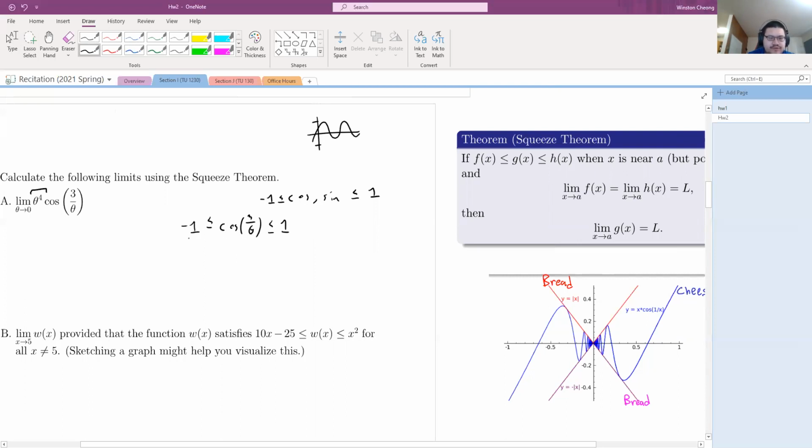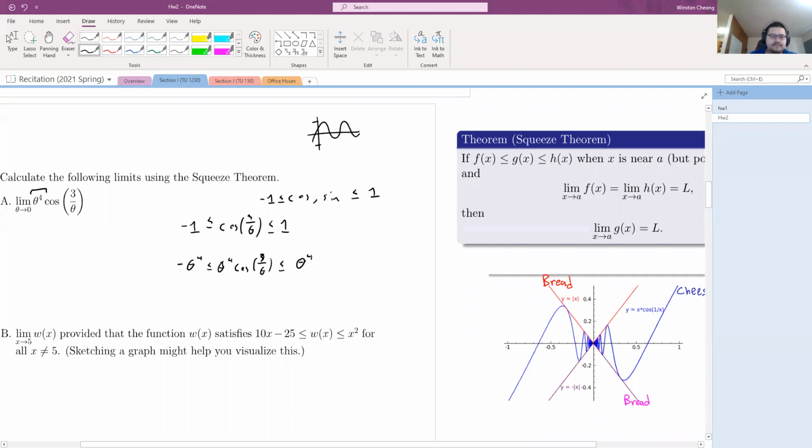And then what can we do to this triple inequality? We can multiply all three sides by theta to the fourth, and that will maintain the inequality. Multiplying all three sides by theta to the 4 is going to give us something very much what is in the beginning statement of the squeeze theorem. All right, so now we've got this statement. Okay, looks a lot like squeeze theorem.